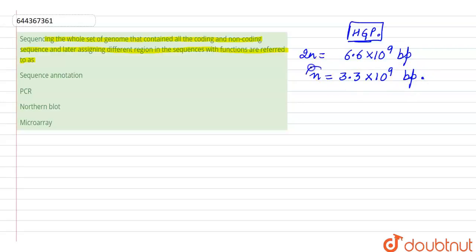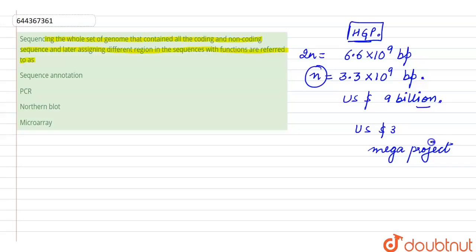When we work it out, we found that sequencing from a single cell required $9 billion because every base pair required approximately $3. So this was considered to be a mega project, and there were two approaches to this project.